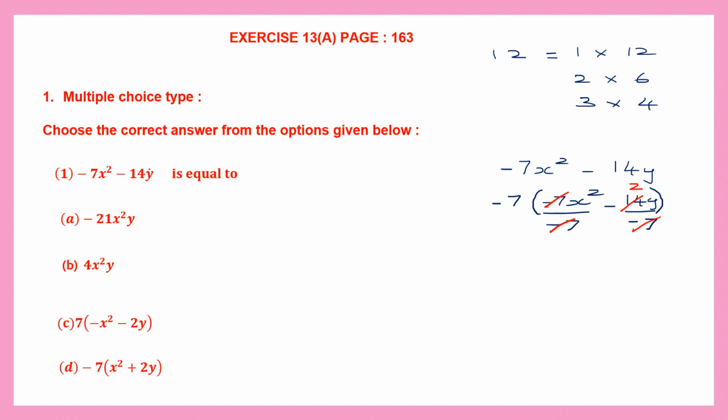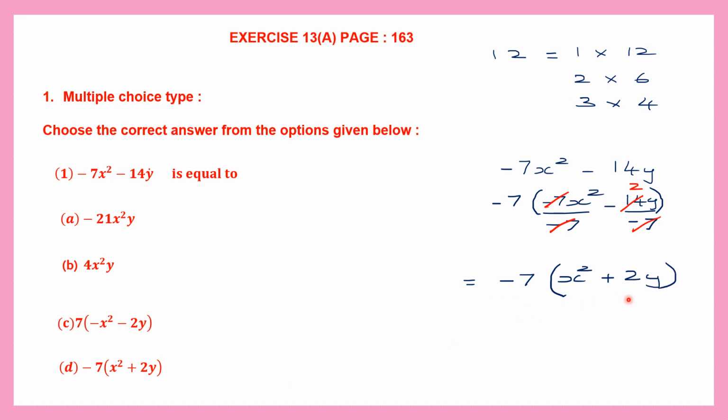Now let us see what is left. So outside I have minus 7. Inside, this minus 7 has got cancelled. So I have only x square. And here I have minus into minus, which is plus. So plus 2y. So once I divide, I get this.